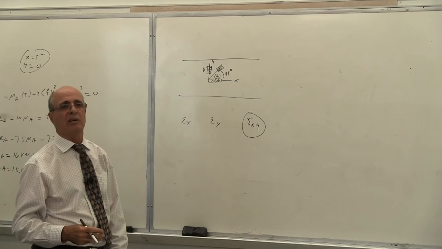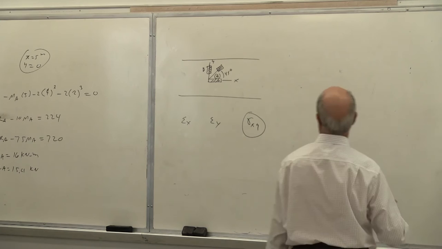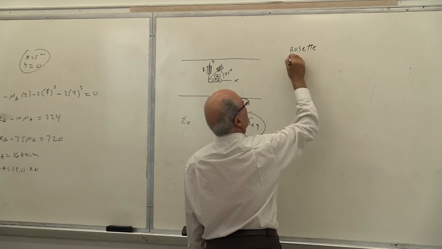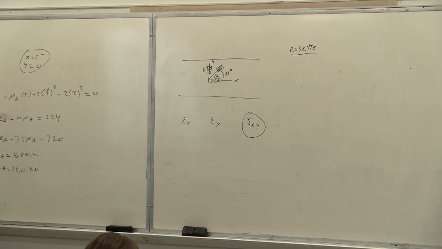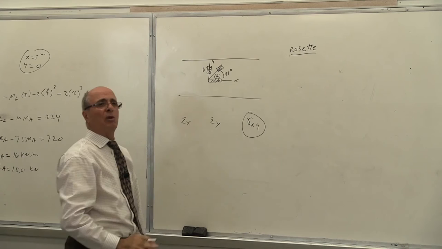Usually they come in three, and when there are three gauges together, we call it a rosette. We have a 45 degree rosette, we have a 60 degree rosette, which we call delta. We have some other kinds of rosette, or we can put them at an arbitrary location. I'll explain that in a minute. If we buy this and install it on my system, I have X, I have Y, and I have epsilon at 45 degrees.